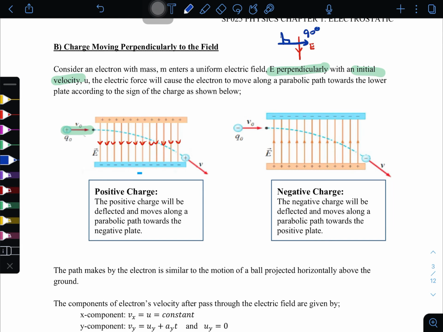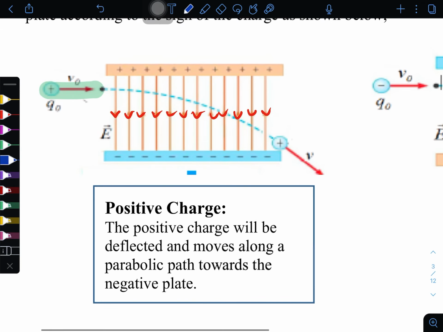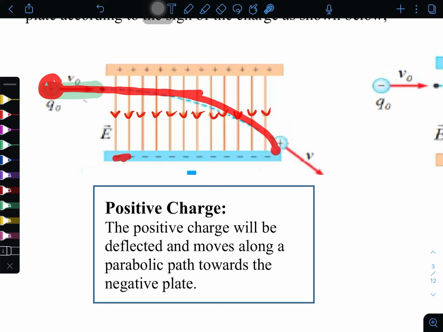So bila dia masuk, okay, for example, I have plate here. Atas positif, bawah negatif, so akan ada electric field ke bawah. So bila ada electric field ke bawah, so ada satu positive charge yang masuk. Masuk. So what will happen to the charge? Okay, secara logiknya charge saya positif, bawah ini negatif. So charge saya akan attracted to the negative plate. Bila dia attract, dia tak terus masuk, terus menjatuh.